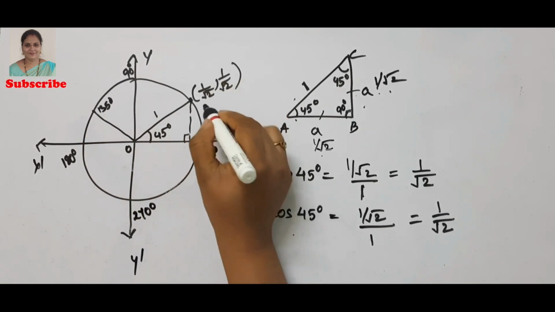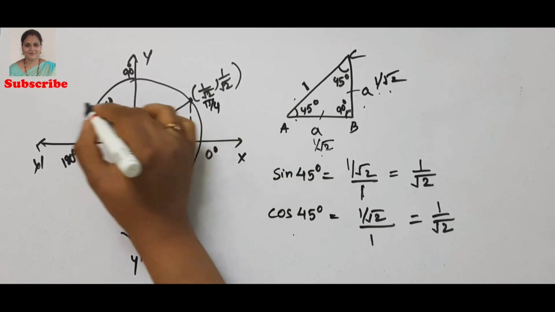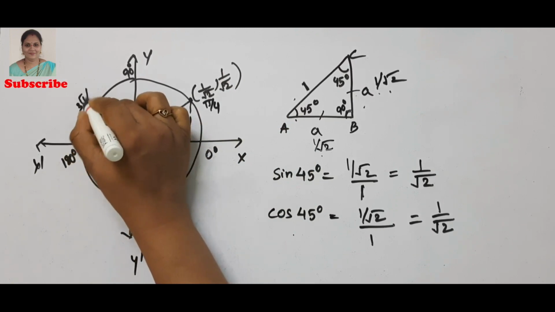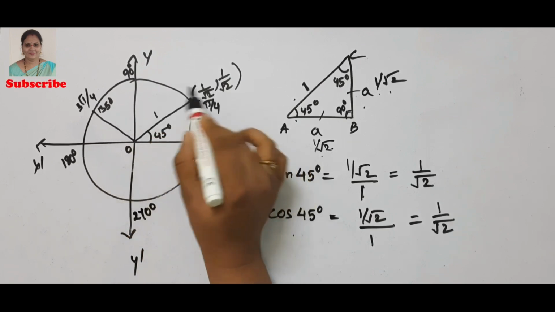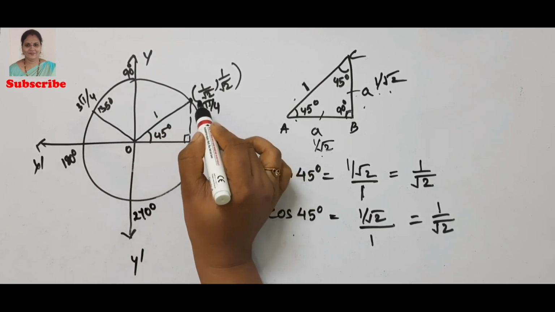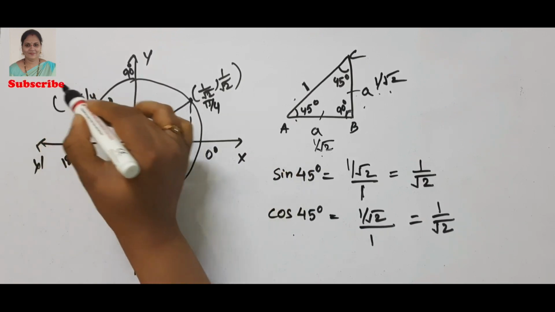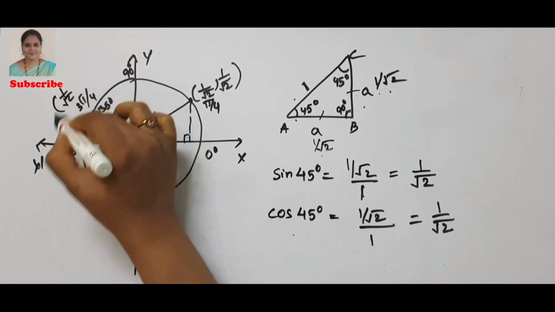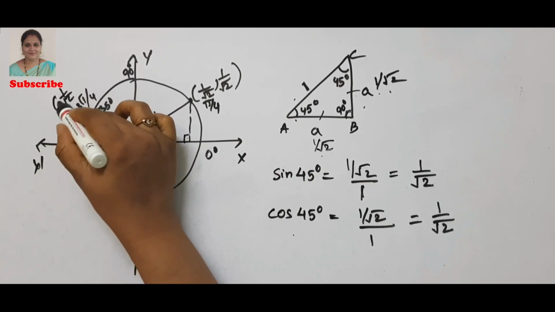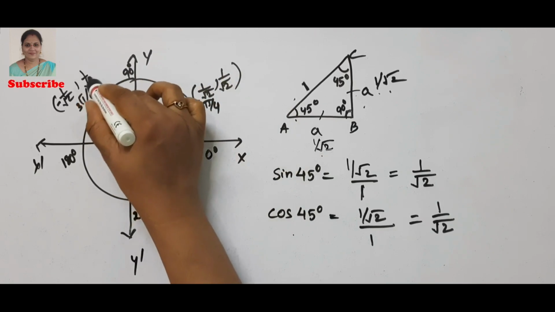This 45 degrees in pi radians we can write as pi by 4. Similarly, 135 degrees we can write as 3 pi by 4. At this point the value will be the same, but the sign before the x coordinate and y coordinate changes. Here it is 1 by root 2, and x is negative, so here it will be a minus sign, and y is positive. So you will get 1 by root 2 only.